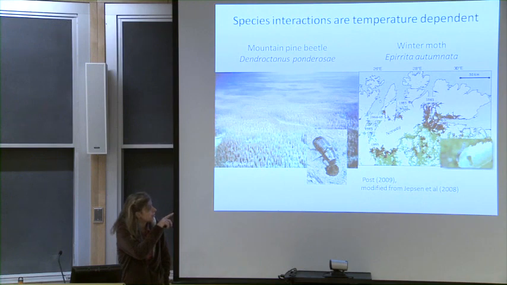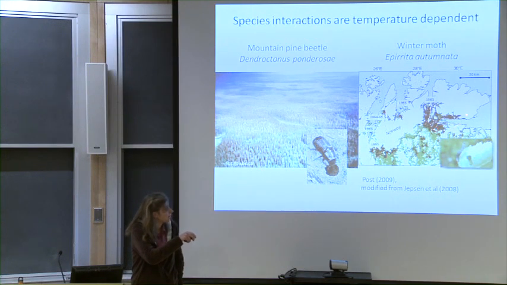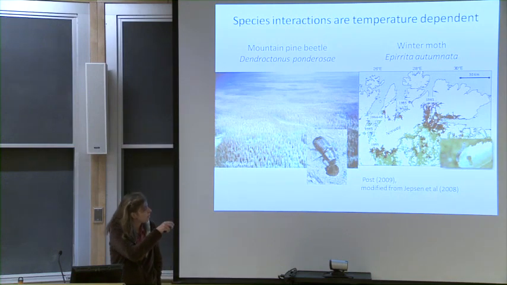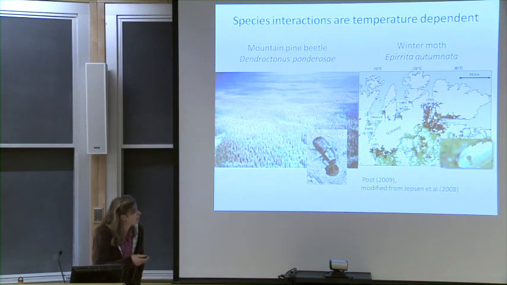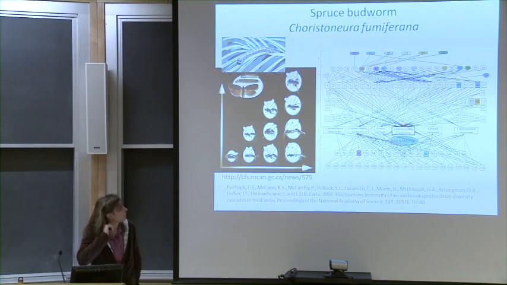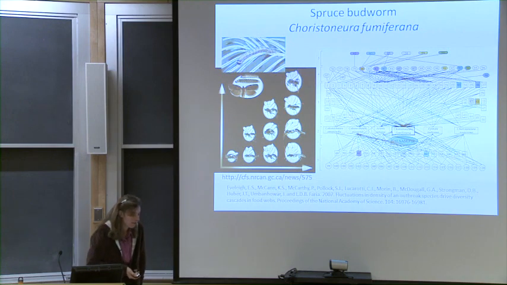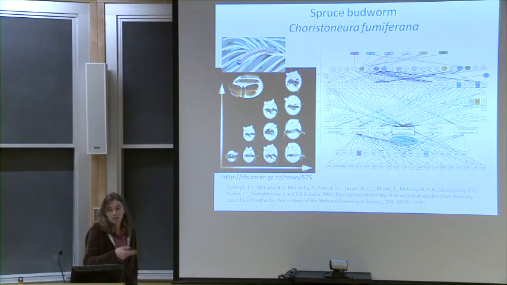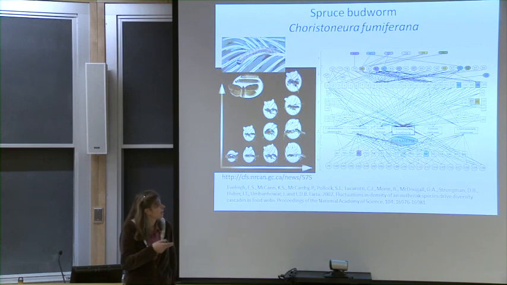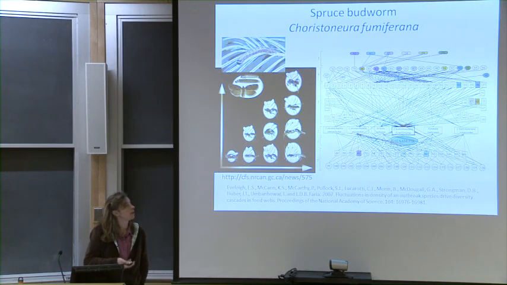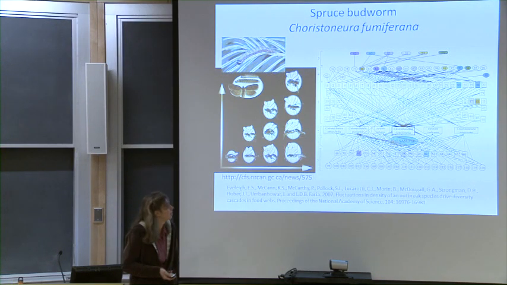Similarly, the most severe outbreaks of the winter moth up in northern Europe, indicated by the red there, are also in the northern part, right on the edge of where the boreal forest meets the tundra. And again, the effects of temperature on the physiology of these caterpillars contribute to their ability to outbreak in these northern parts. This spruce budworm is a naturally occurring outbreaking species in the boreal forests of Canada, and they have a 35 to 40 year outbreak cycle. And one question is, with increased temperature, are spruce budworm outbreaks also going to become more frequent, perhaps more severe or longer in duration?